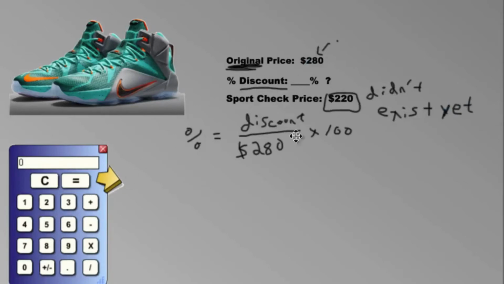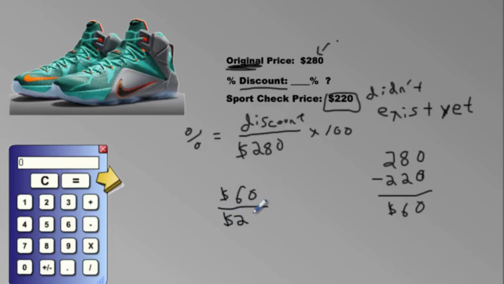Now, how much is the discount? We don't even know what this number is yet. If it started at 280 and it went down to 220, isn't that a discount of $60? Because $280 minus $220 is $60. The price went down $60. So what I will write is $60 divided by $280 times 100. Look what that gets you.